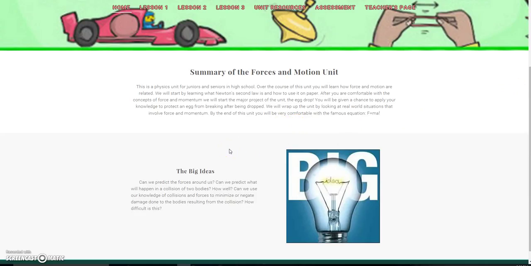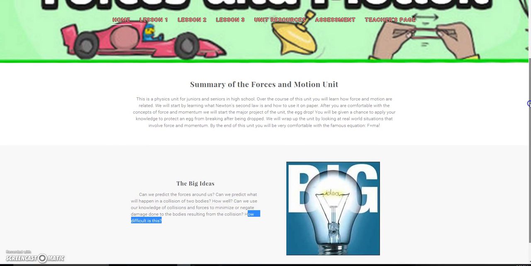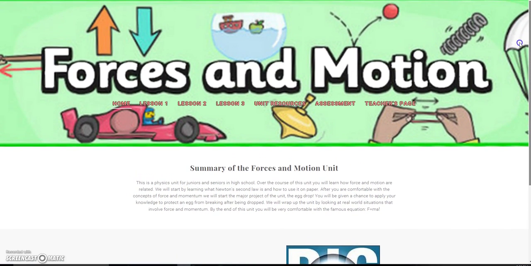The big idea, the questions that I want students to be thinking about as they go through this unit are: can we predict the forces around us? Can we predict what will happen in a collision of two bodies? And if so, how well? And can we use our knowledge of collisions and forces to minimize or negate damage done to bodies resulting from the collision? And how difficult is this? As I go over this unit, just keep in mind those questions.